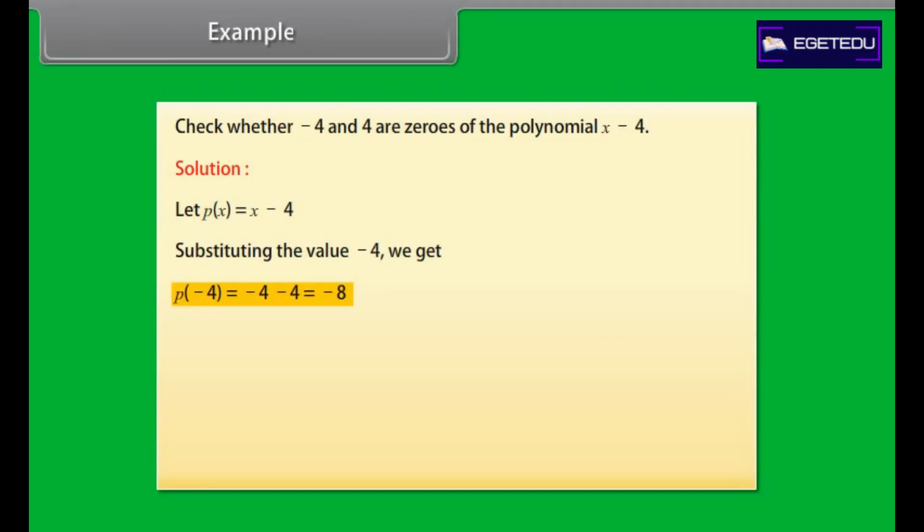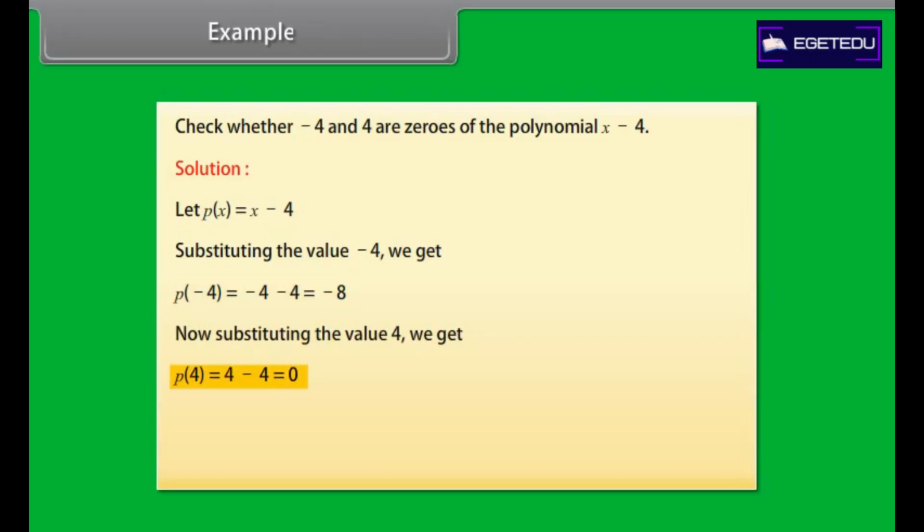A non-zero constant polynomial has no zero. A linear polynomial has one and only one zero. Example. Check whether minus 4 and 4 are zeros of the polynomial x minus 4.